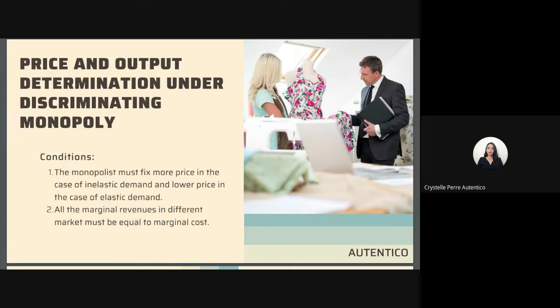So again, the main reason why monopolists practice price discrimination is to get maximum profits. And the conditions needed to arrive at such profit are the following. First, the monopolists must fix higher prices in the case of inelastic demand and lower prices in the case of elastic demand. And second, all the marginal revenues in different markets must be equal to marginal cost.